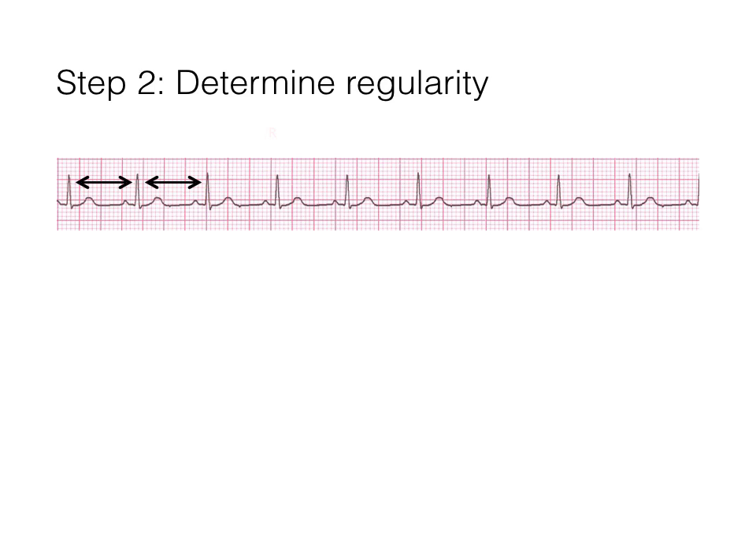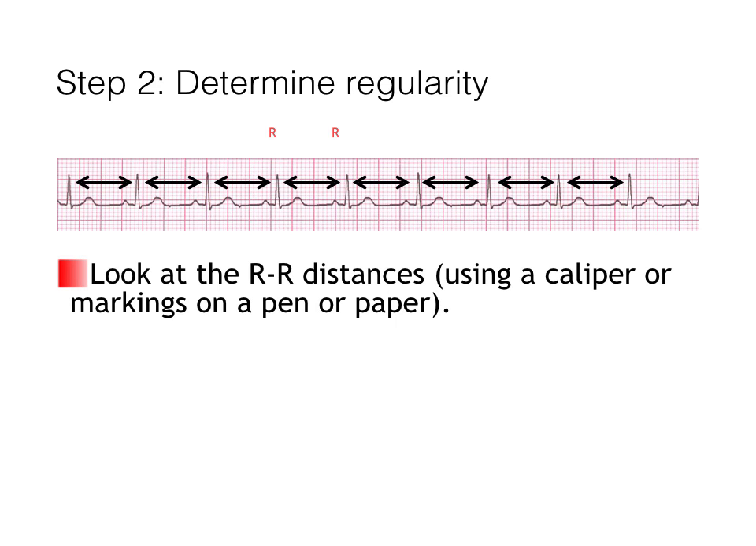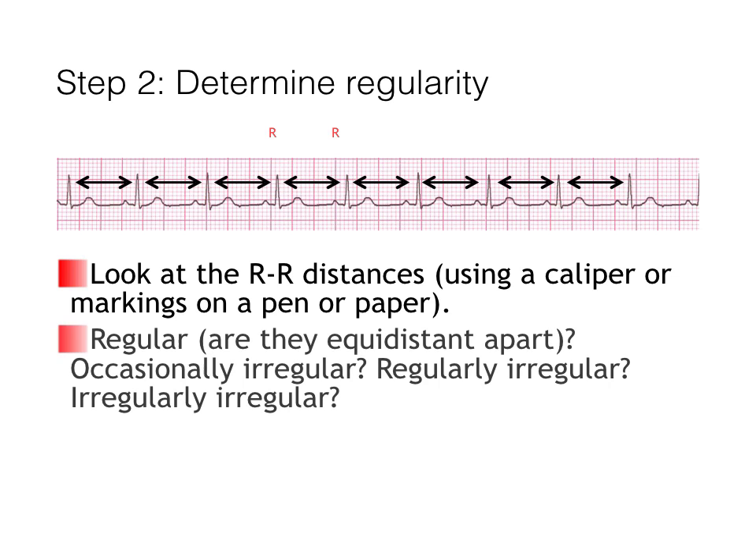Now we will learn how to determine the regularity of the ECG. First of all, look at the RR distance using a caliper or markings on a pen or paper. The rhythm can be regular, equidistant apart, occasionally irregular, regularly irregular, or irregularly irregular. What is your interpretation in this? This is a totally regular ECG.